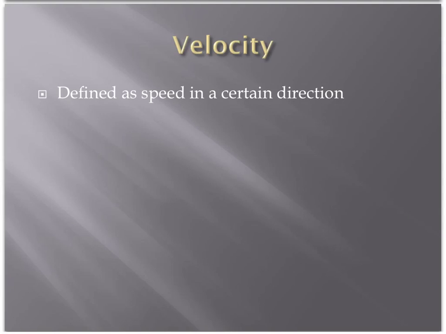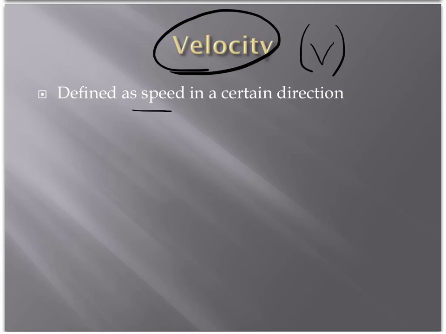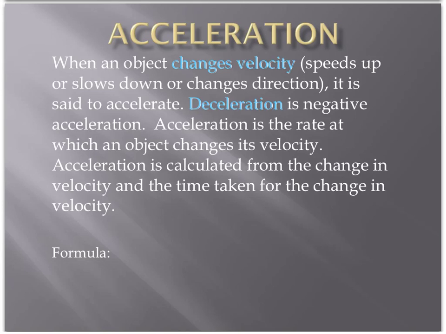Now the reason we use v for the symbol of speed is because of this concept called velocity, which has the symbol v. So what is velocity? Well, it's the speed in a certain direction. Now we use velocity to define acceleration. Acceleration is defined by the change of velocity per unit time, or in other words, the rate of change of velocity with respect to time.